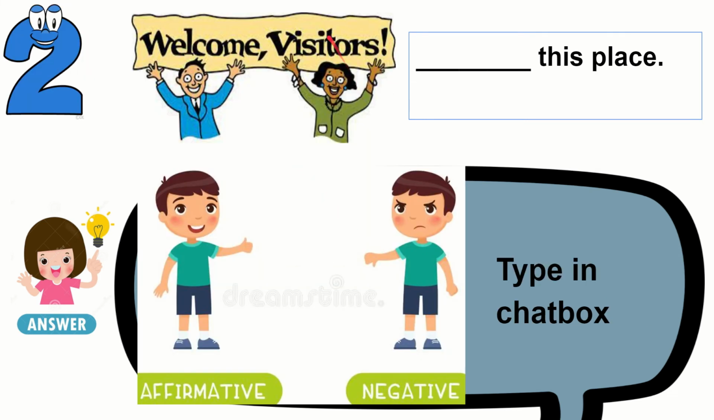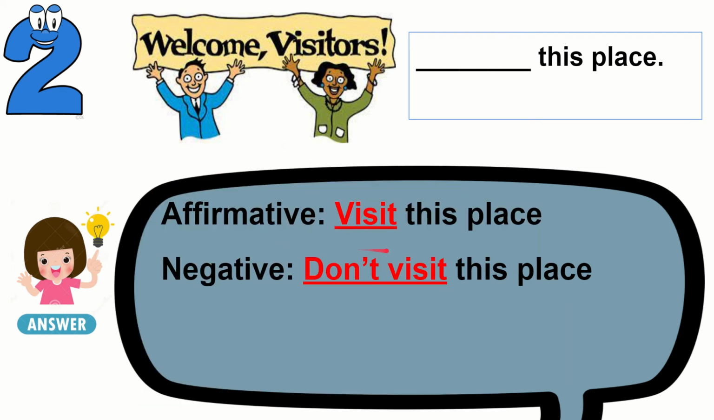Number 2, we have the picture of welcome visitors. So what blank this place? Is it come to this place or visit this place? What are the affirmative and the negative form of this picture? Affirmative, visit this place. Negative, don't visit this place. According to this sign, which one is the correct one? It is visit this place.